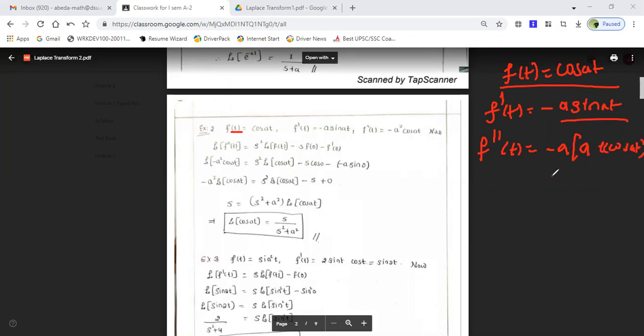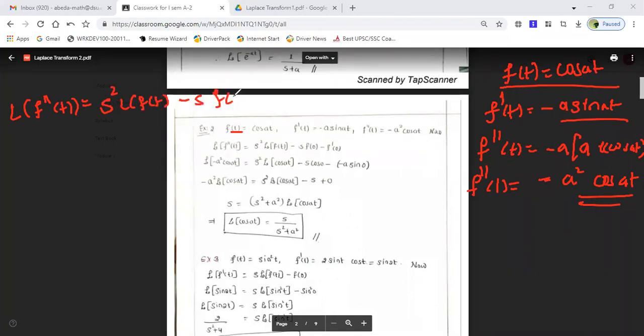So this is equal to what? It is minus a square cos at. So here I've got again the given function. So this cos at and cos at I've got here. Now apply the formula. Laplace transform of f double dash of t is equal to s square into L of f of t minus s into f of 0 minus f dash of 0.